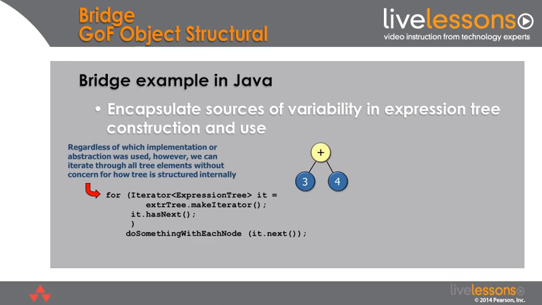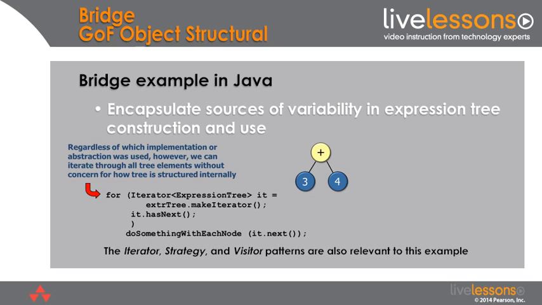Regardless, however, of how we create the expression tree, whether we create it by using the factory method, hard coding it, or by some kind of builder pattern, and so on, the nice thing about Bridge is we can now write application code that won't change regardless of how the tree is structured internally. For example, here's a very simple illustration of where we can have an iterator that will walk through every element in an expression tree and do something with each of the nodes, and we don't expose those details because those are hidden by the abstraction that's offered by the bridge.